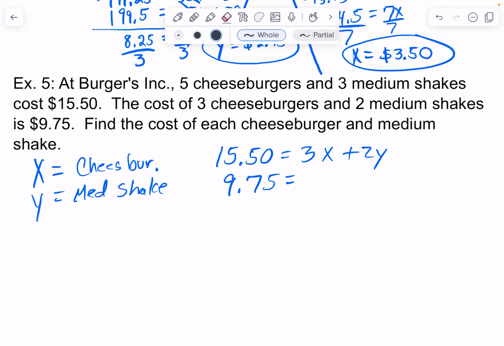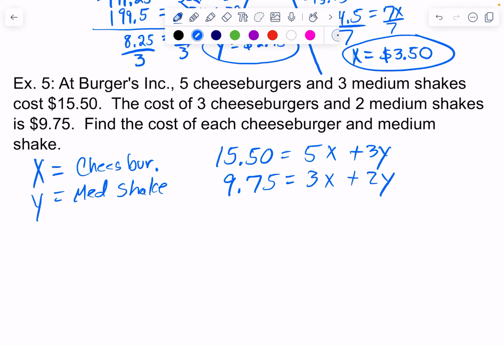I'm sorry, I read it incorrectly. For $15.50, it's 5 cheeseburgers, pay attention, Moro, and 3 shakes. And for $9.75, you paid for 3 cheeseburgers X and 2 Y shakes. I'm going to go ahead and decide to eliminate the Y's. So I'm going to multiply this first equation by a 2 and this second equation by a negative 3. So let's go ahead and distribute that 2 first. And that's going to be 31 equals 10x plus 6y.